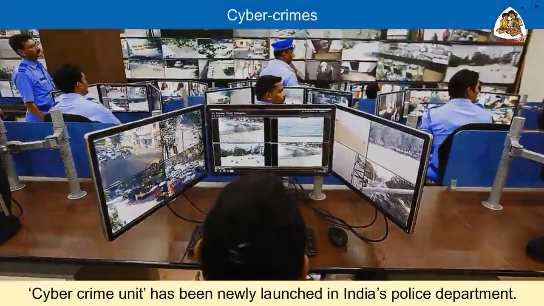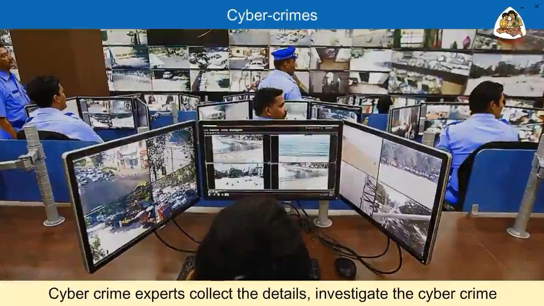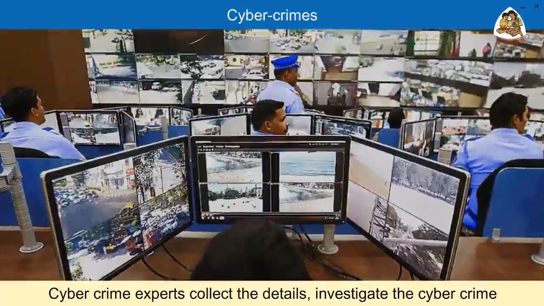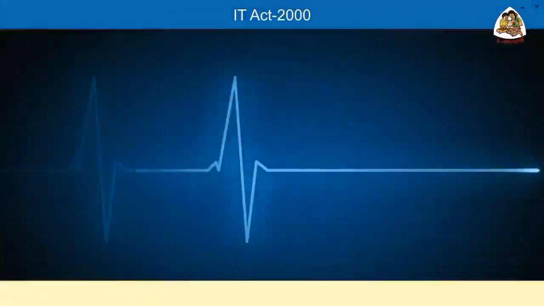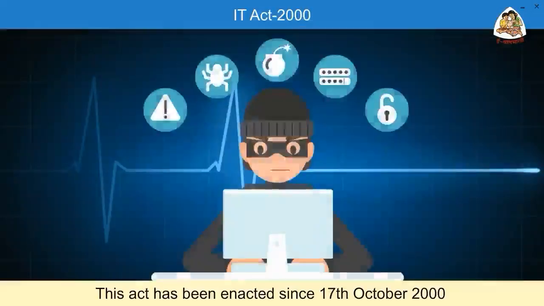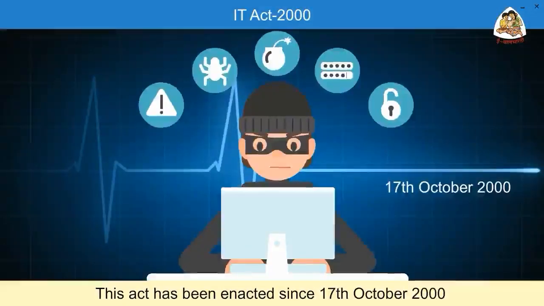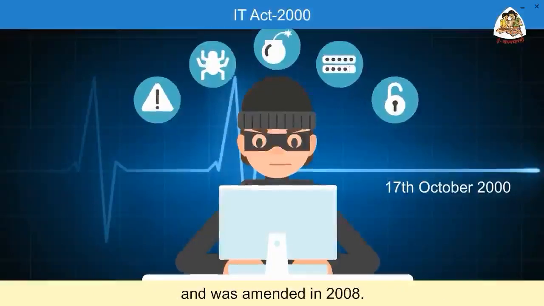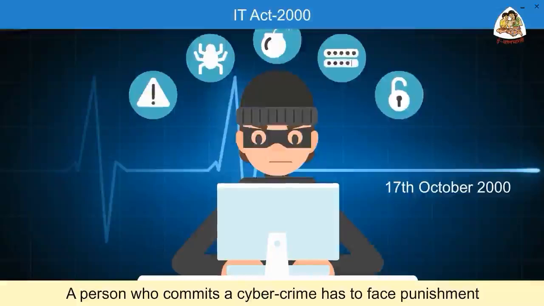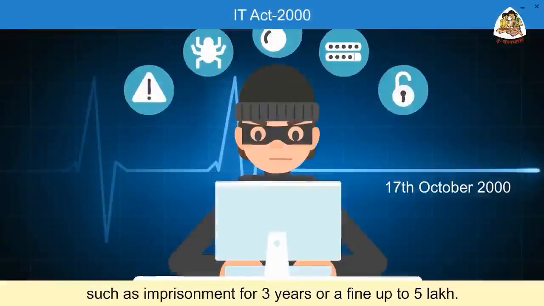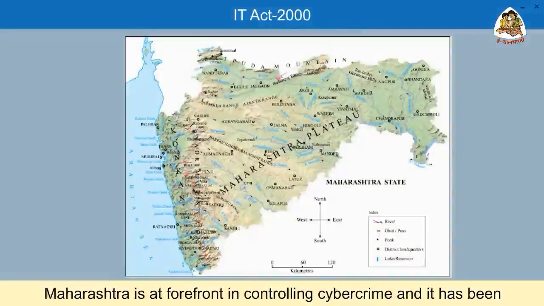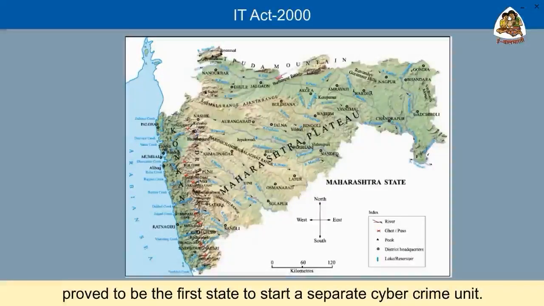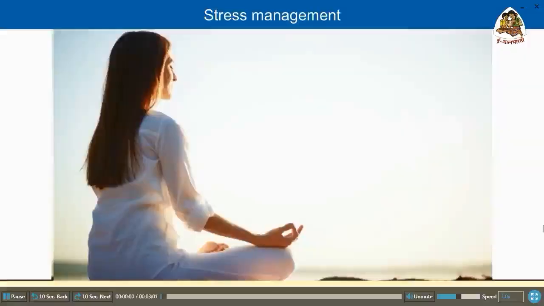Cybercrime Unit has been newly launched in India's police department. Cybercrime experts collect the details, investigate the cybercrime, and thereby find the criminal with the help of internet. IT Act 2000. This act has been enacted since 17th October 2000 and was amended in 2008. A person who commits a cybercrime has to face punishment such as imprisonment for 3 years or fine up to 5 lakhs. Maharashtra is at forefront in controlling cybercrime and it has been proved to be first state to start a separate cybercrime unit.